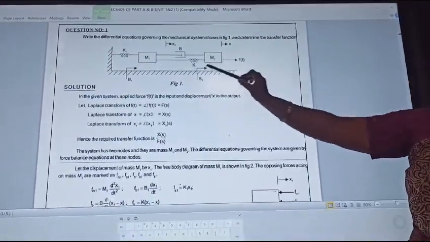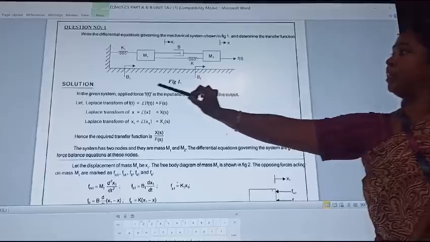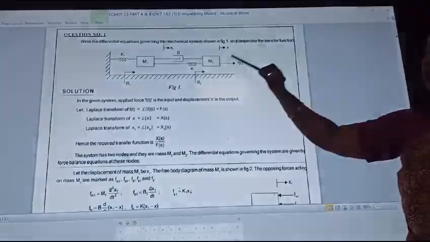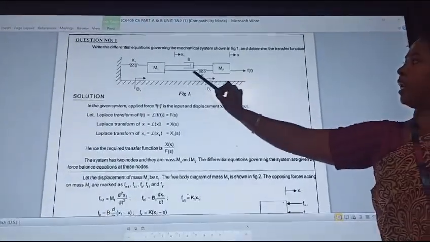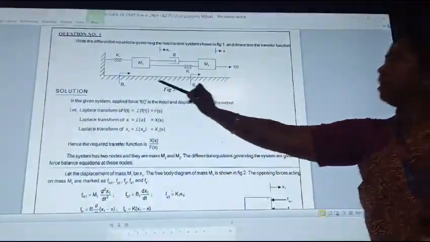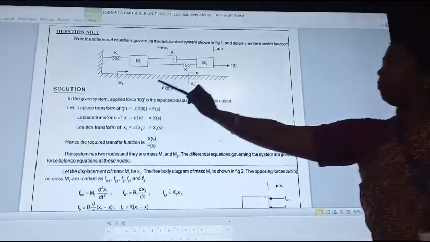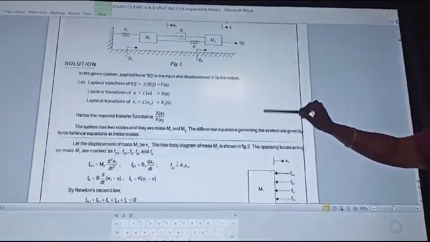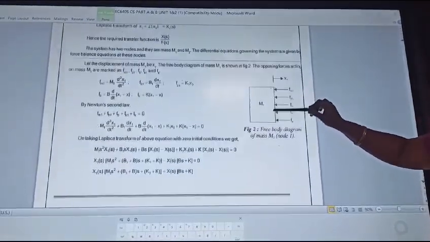We have two masses, two springs and one dashpot, and then B1 and B2 are also dashpots, which are connected to the masses M1 and M2. So the B and K are connected in between the two masses. B1 and K1 are connected only to mass 1, and B2 is connected to mass 2. So we will start: first we must draw a free body diagram.